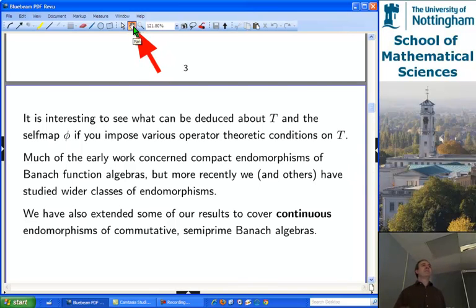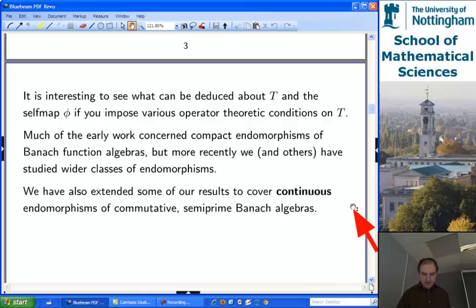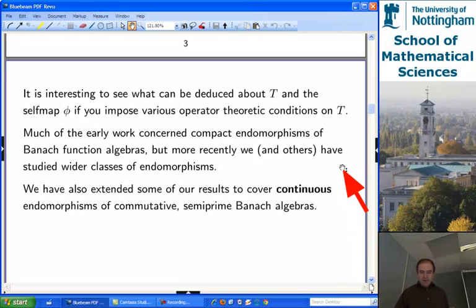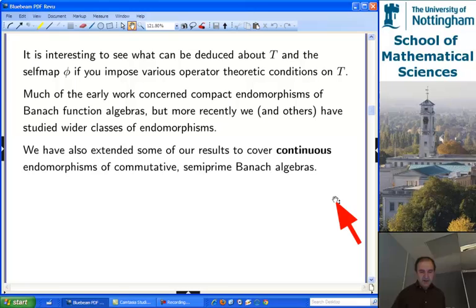I'll tell you in a bit some stuff that is relatively easy, and then some of the stuff that's a bit harder. So as I say, there was quite a lot of work on compact endomorphisms, and then we start to move to these more general conditions that I've mentioned earlier, and some others. And also, you move to a wider class of algebras, like semiprime Banach algebras. So I'll just remind you what this means.